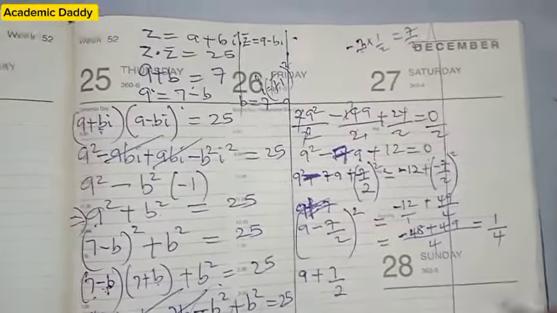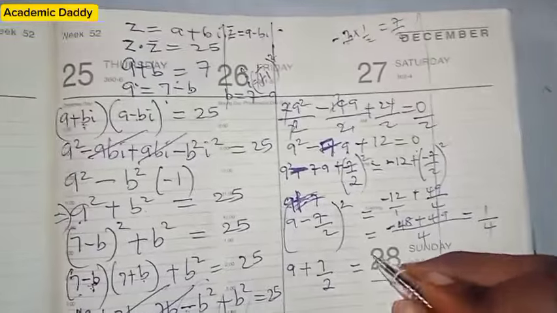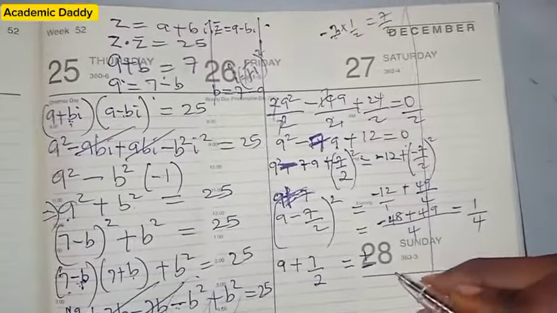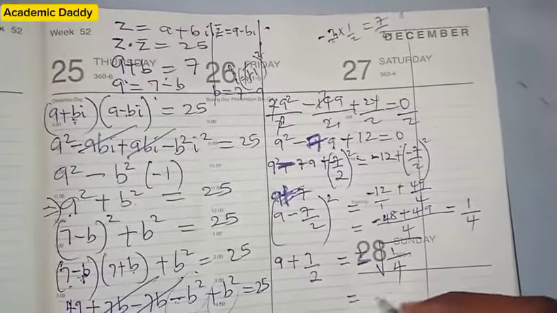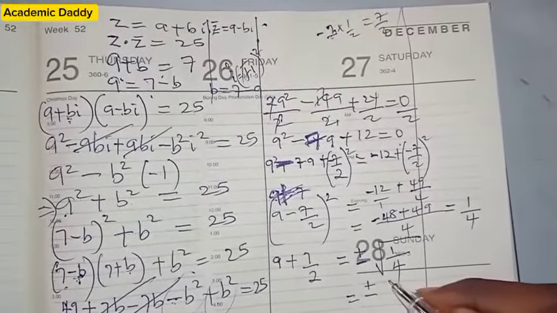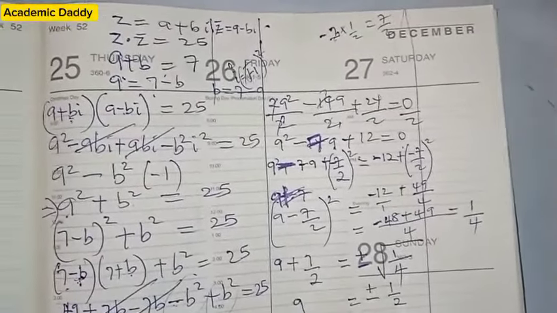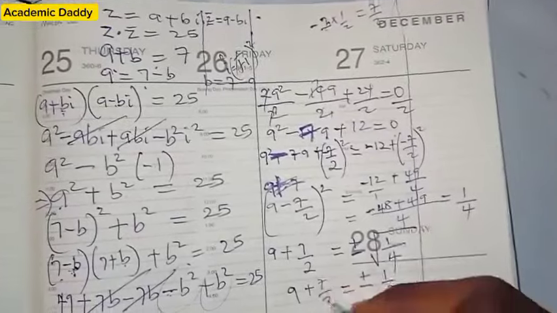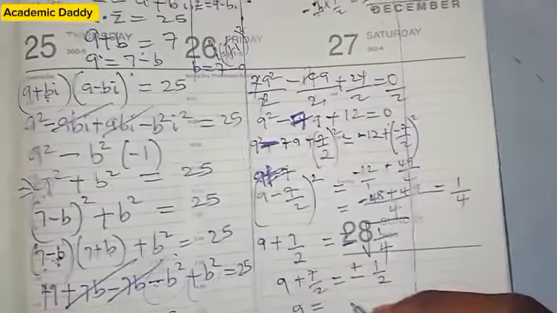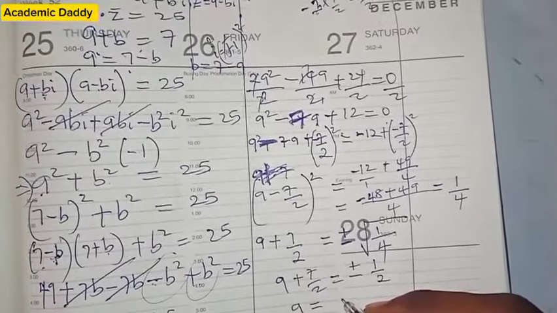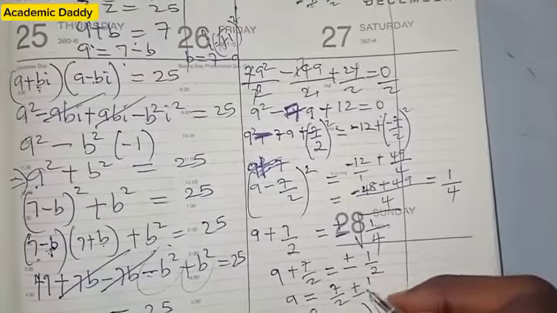Then the equality sign moving over, crossing over, becomes equals plus or minus square root of 1 over 4, which is going to be plus or minus 1 over 2. Then I have a plus 7 over 2. When this one crosses over, this becomes a equals 7 over 2 plus or minus 1 over 2.